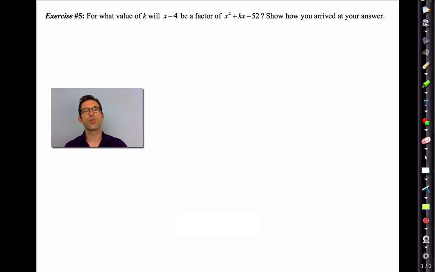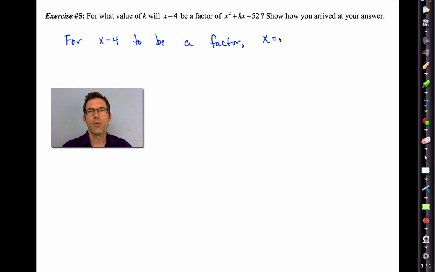All right, well, let's go through it. The plain fact is for x minus 4 to be a factor, x equals 4 must solve the following equation: x squared plus kx minus 52 equals 0. x equals 4 must solve this. It must be a 0 of that.